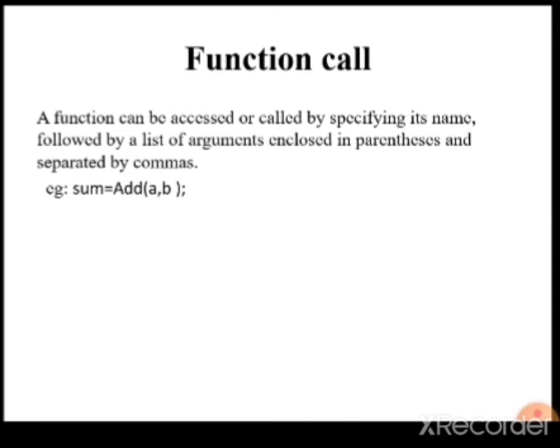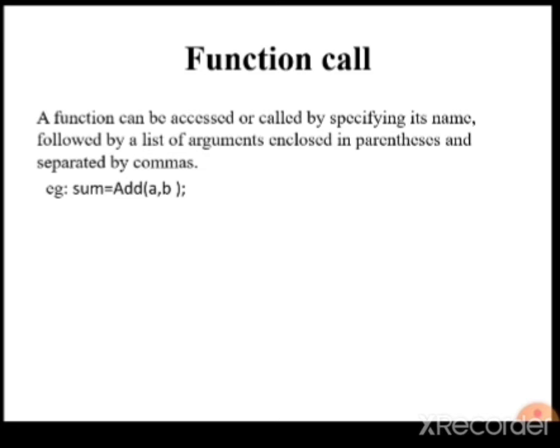Next, here you can see in the example, sum equal to add(a, b). Sum is a variable which holds the result of the add function. The values of a and b are passed to the function. A copy of the values of a and b is passed to the subprogram section, that is, the function definition section. So the function call is in main.